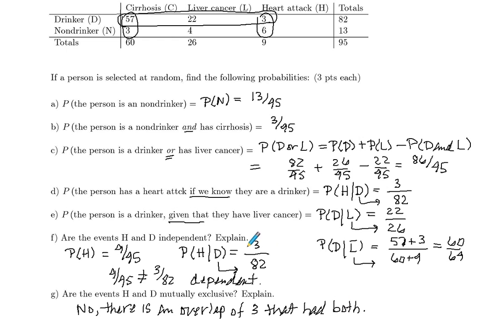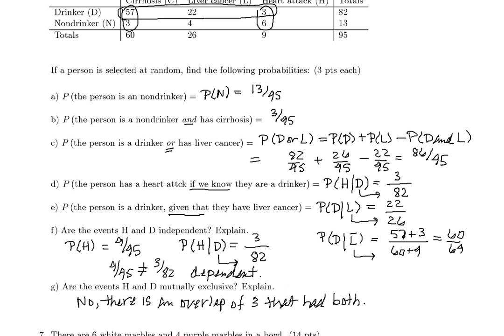So independent: does the occurrence of one event affect the probability of the other? Mutually exclusive is asking, do they overlap? Or are they separate? So these guys are not mutually exclusive.